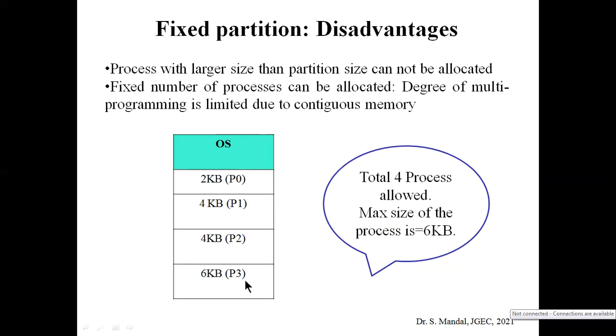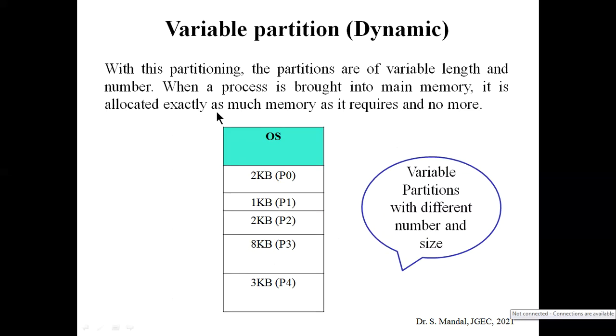You can see that in case of fixed partition there are a total of four partitions, and suppose the sizes are 2 kilobyte, 4 kilobyte, 4 kilobyte, and 6 kilobyte. The size of the first partition is fixed at 2 kilobyte, the second is 4 kilobyte, the third is 4 kilobyte, and the fourth is 6 kilobyte. Although the sizes differ, each size is fixed. That means 2 kilobyte can never be 1 kilobyte, and 4 kilobyte can never be 3 kilobyte. That is the difference between fixed and variable.